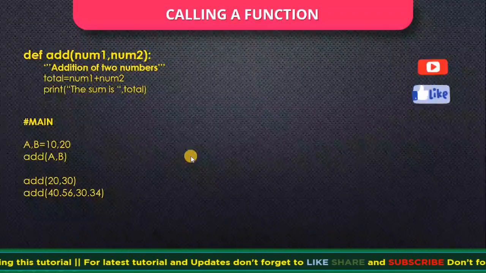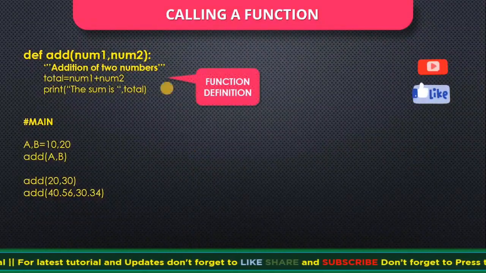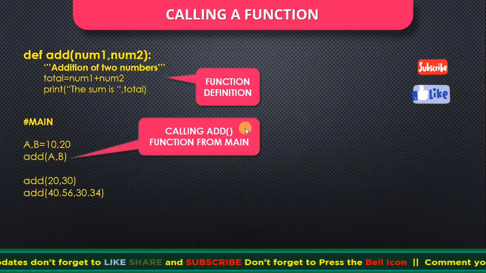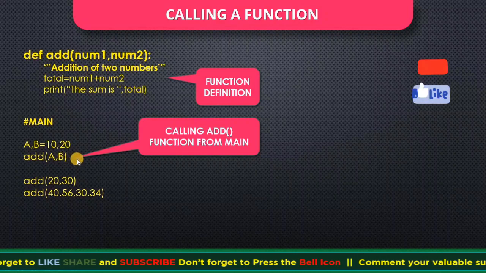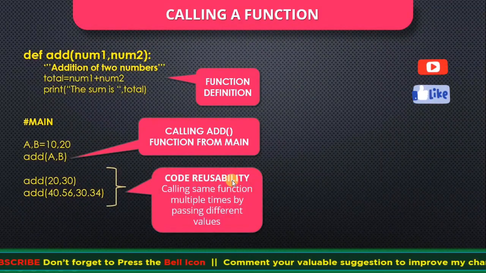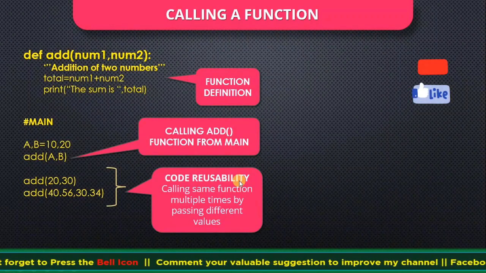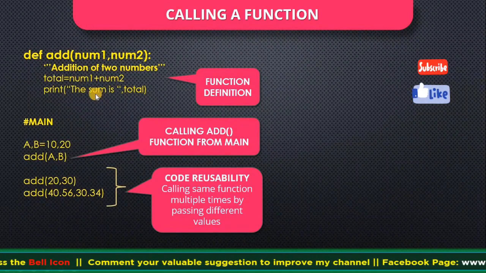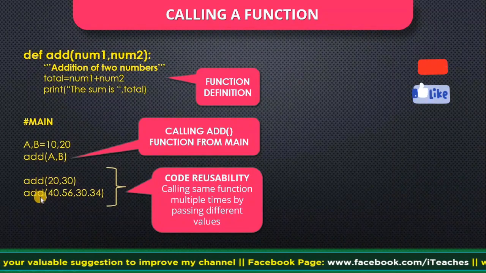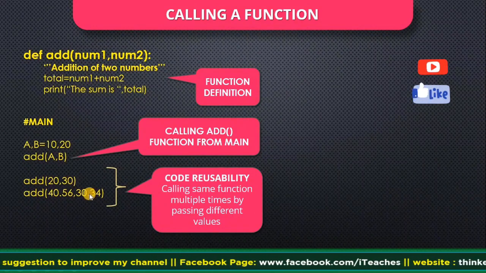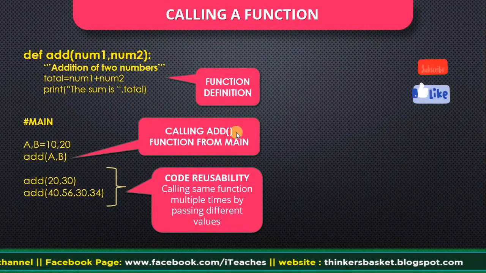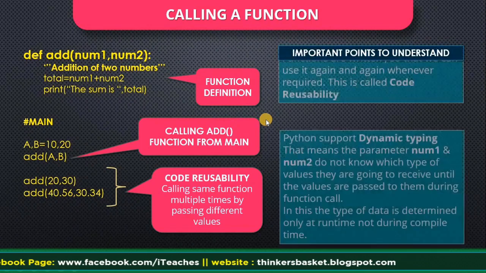So, what we can conclude, let's see. This is, as I said, the function definition. Then we have this calling the add function. And here, as it is called code reusability, that means I am writing this code only once, but I am calling this particular function again and again with different values, and this function will produce different results. So let's see what conclusion we can draw from here.